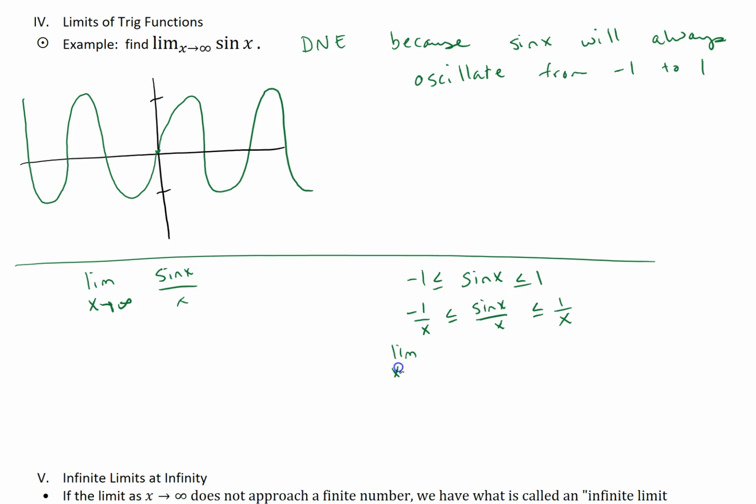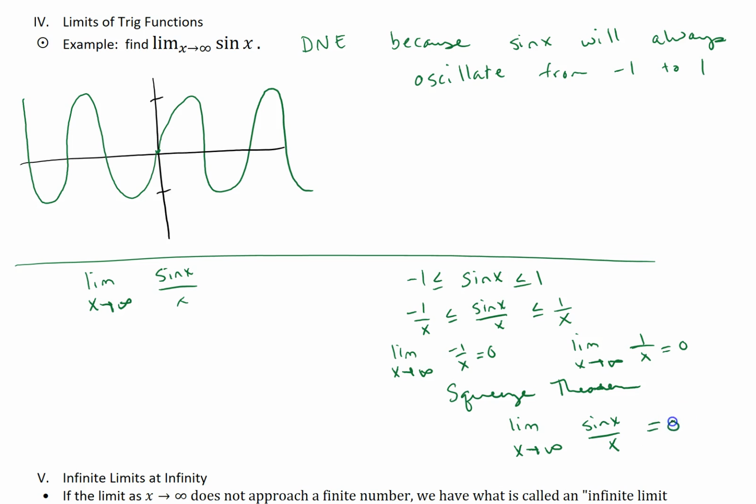We know that the limit as x approaches infinity of negative 1 over x is going to be 0. And the limit as x approaches infinity of 1 over x is also going to be 0. We get that because it's a c over x to the r. So the squeeze theorem says that the limit as x approaches infinity of sine of x over x is also equal to 0. You can get a graph of that and verify that pretty quickly, but that is the answer. So sometimes you can evaluate limits at infinity of trig functions that are being manipulated in some way like this, but in general the normal trig functions, because of their periodic nature, don't have limits at infinity.